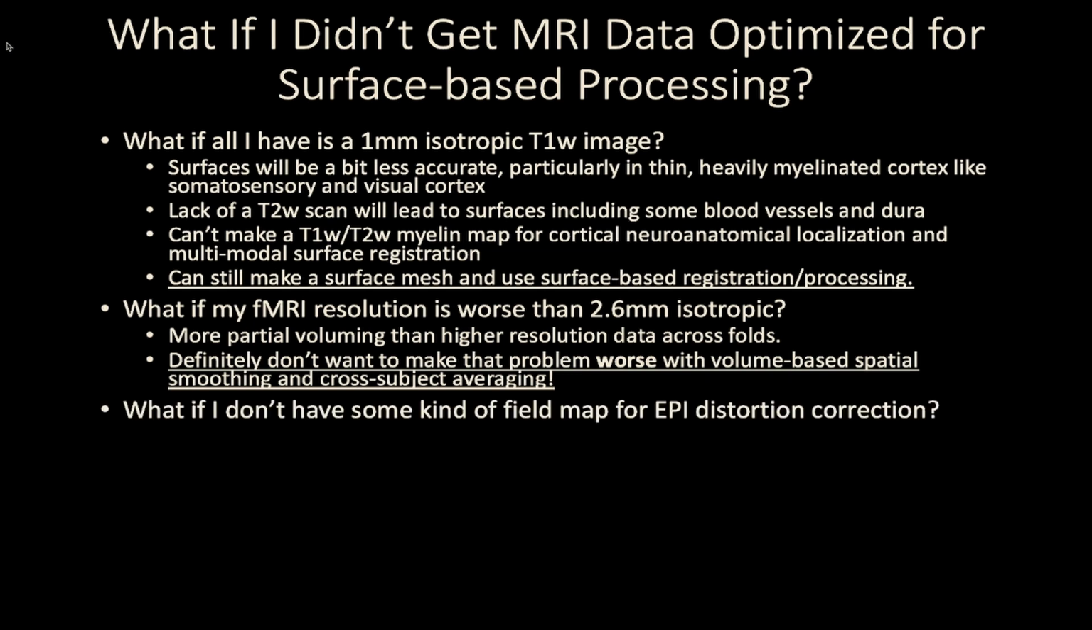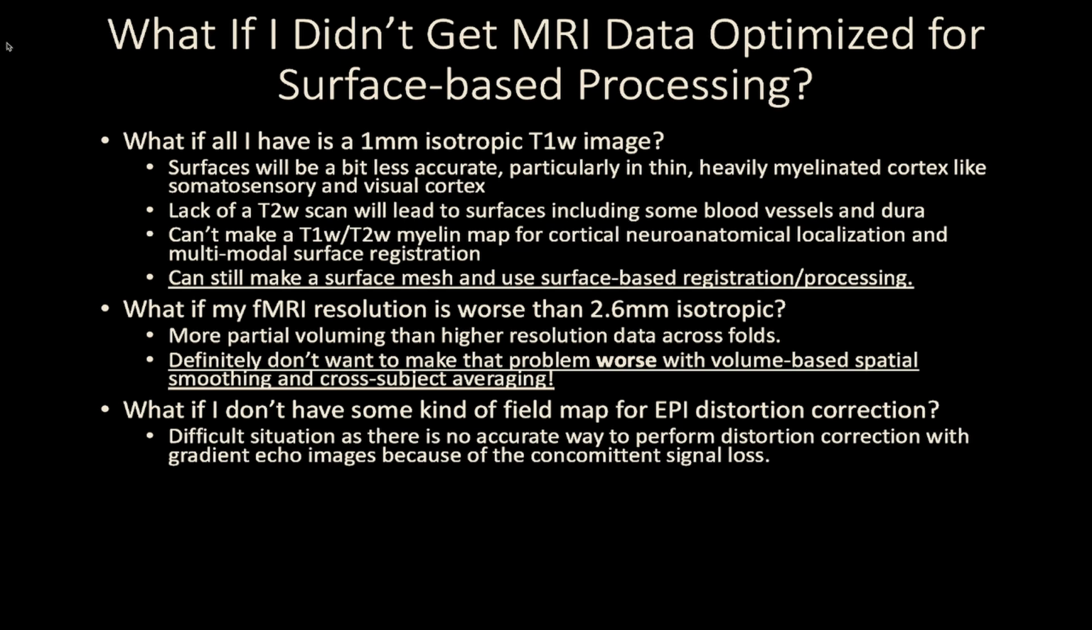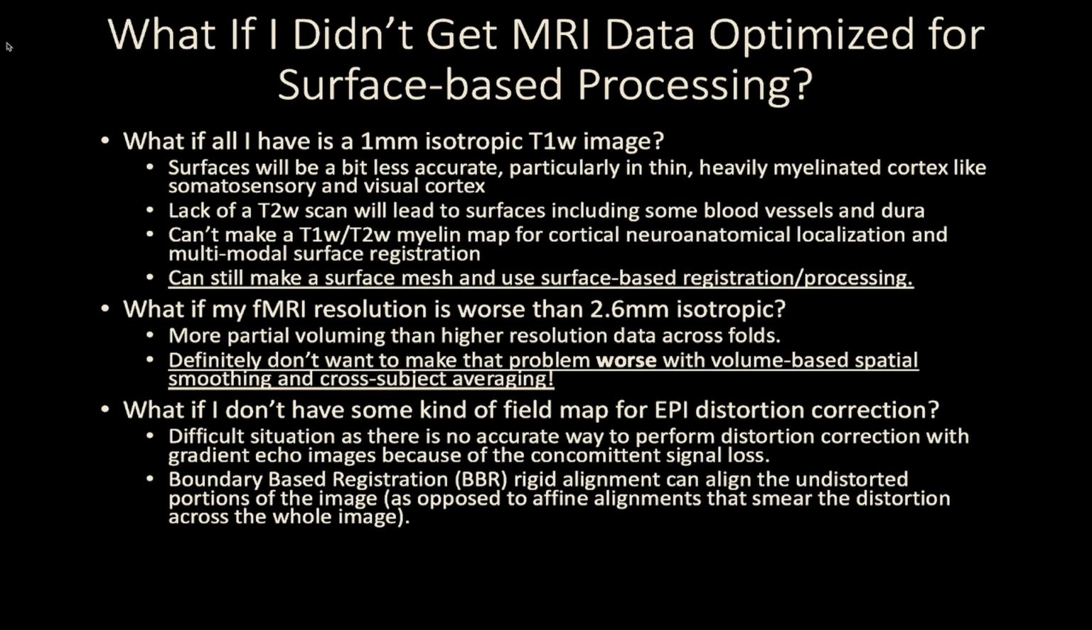The toughest one is if you don't have a way of doing distortion correction, because there really isn't an accurate way to do it if you don't have a map of the magnetic field. You can use a boundary-based registration in FSL or FreeSurfer to optimally align your distorted image. Basically, what it'll do is align the undistorted parts of the image. The distorted parts will still be misaligned.